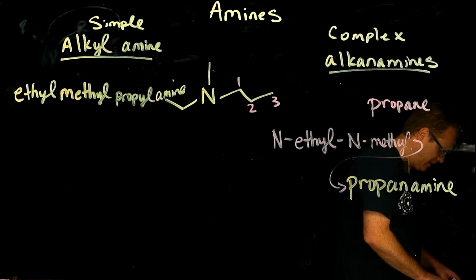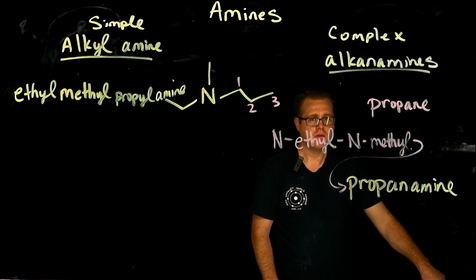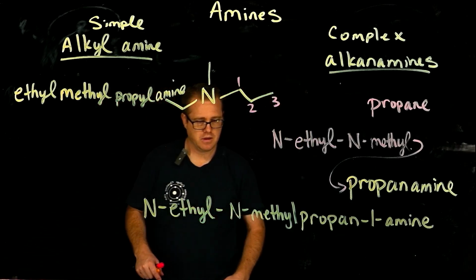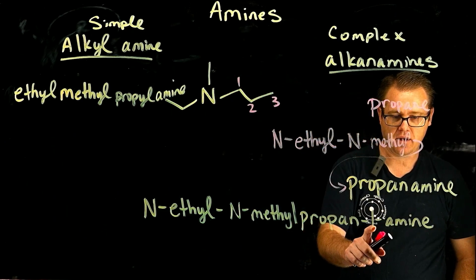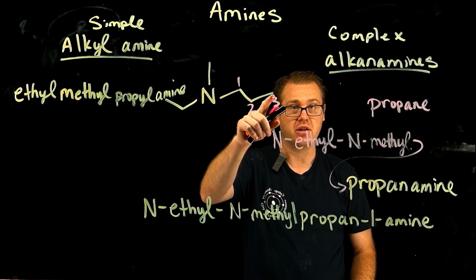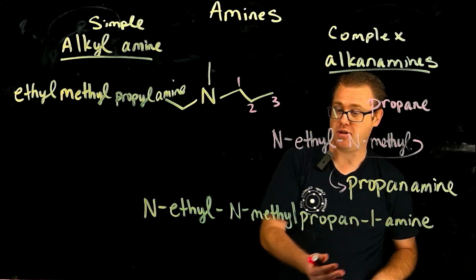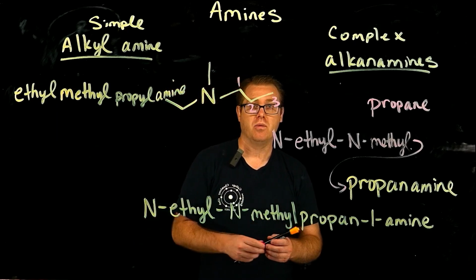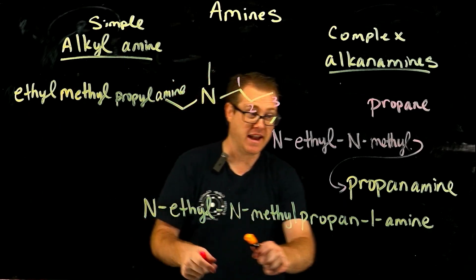Okay. Let's see here. Might be missing something. Let me look at this. Okay. So we just need to add this 1 right here to tell us where the amine or the nitrogen atom is attached in the longest carbon chain. Okay. So that's a more complex way. So like on the exam or something, or just in the lab, people are going to refer to this molecule as ethyl methyl propylamine. That's a whole lot easier than saying this.